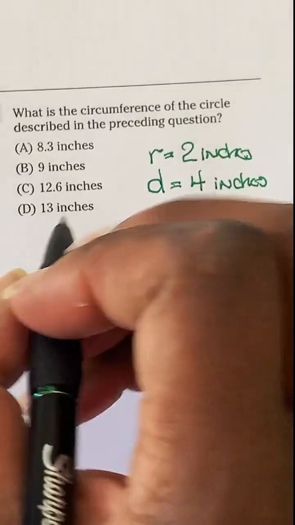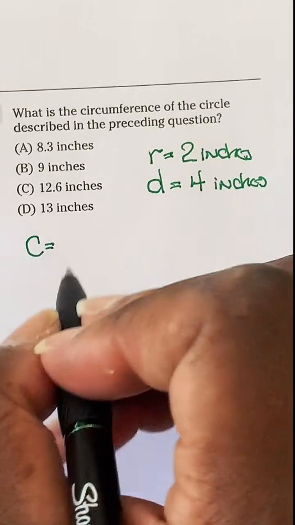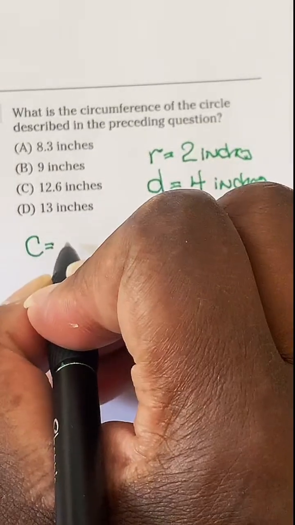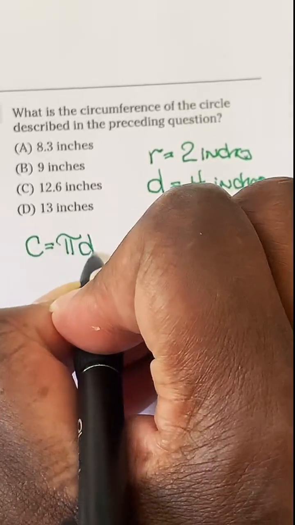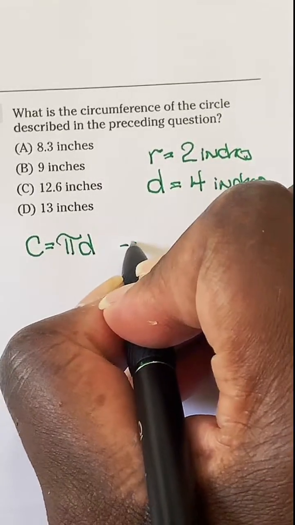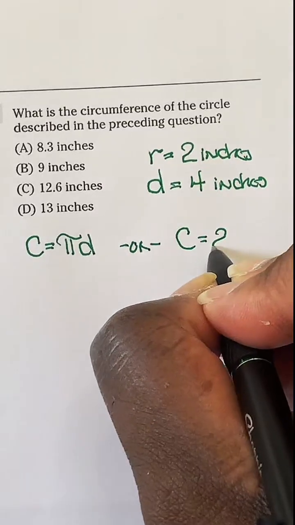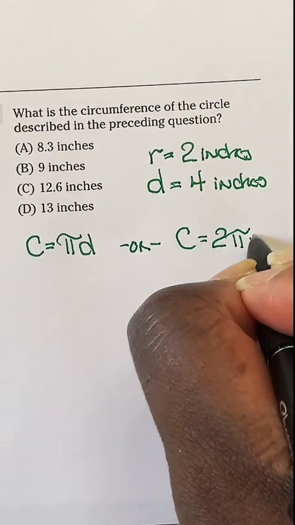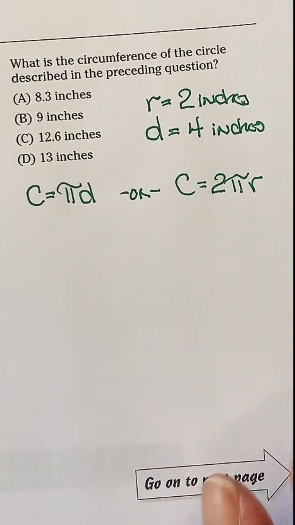So, when it comes to circumference, you can approach it one of two ways. You can either use pi times your diameter, or you can do 2 pi r. Okay? You get the same answer regardless.